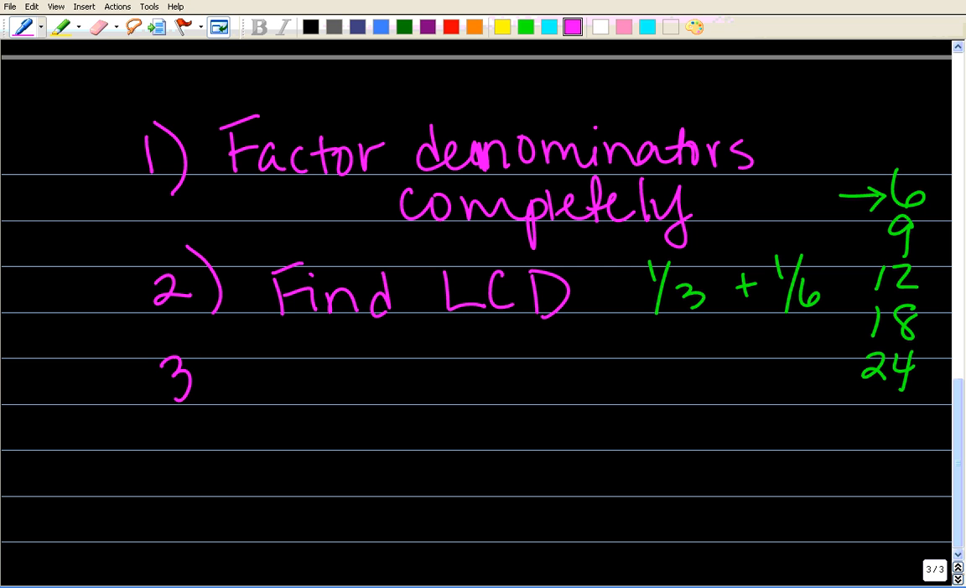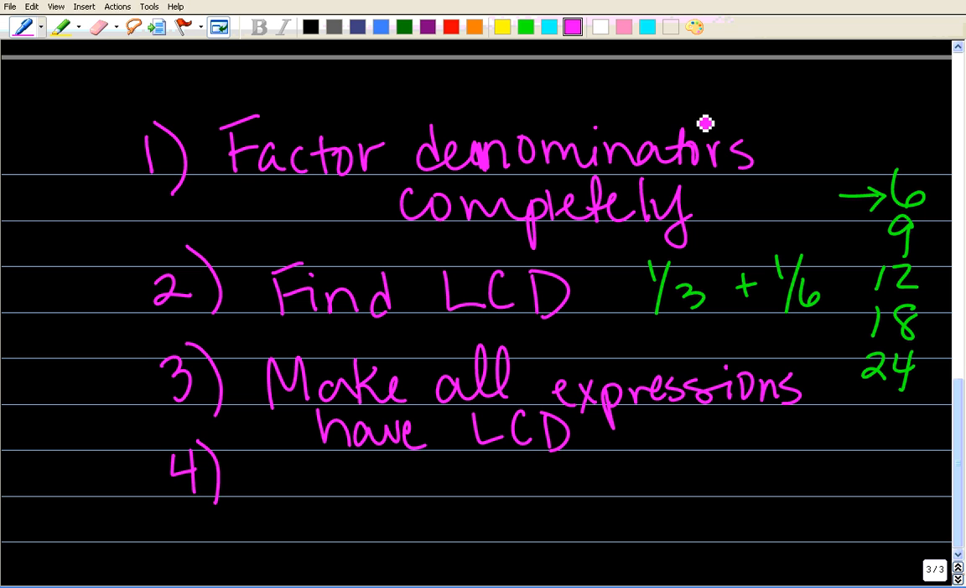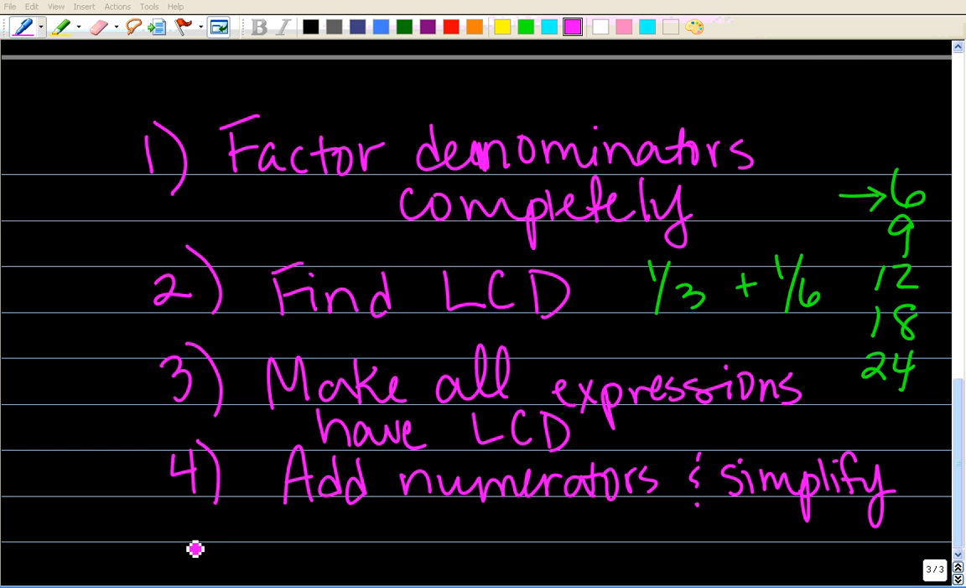Step 3 would be to write each term of the expression using the least common denominator. So make all of the expressions have the same least common denominator. Step 4 would be to add the numerators and simplify. And finally, step 5 would be to figure out where it's undefined.